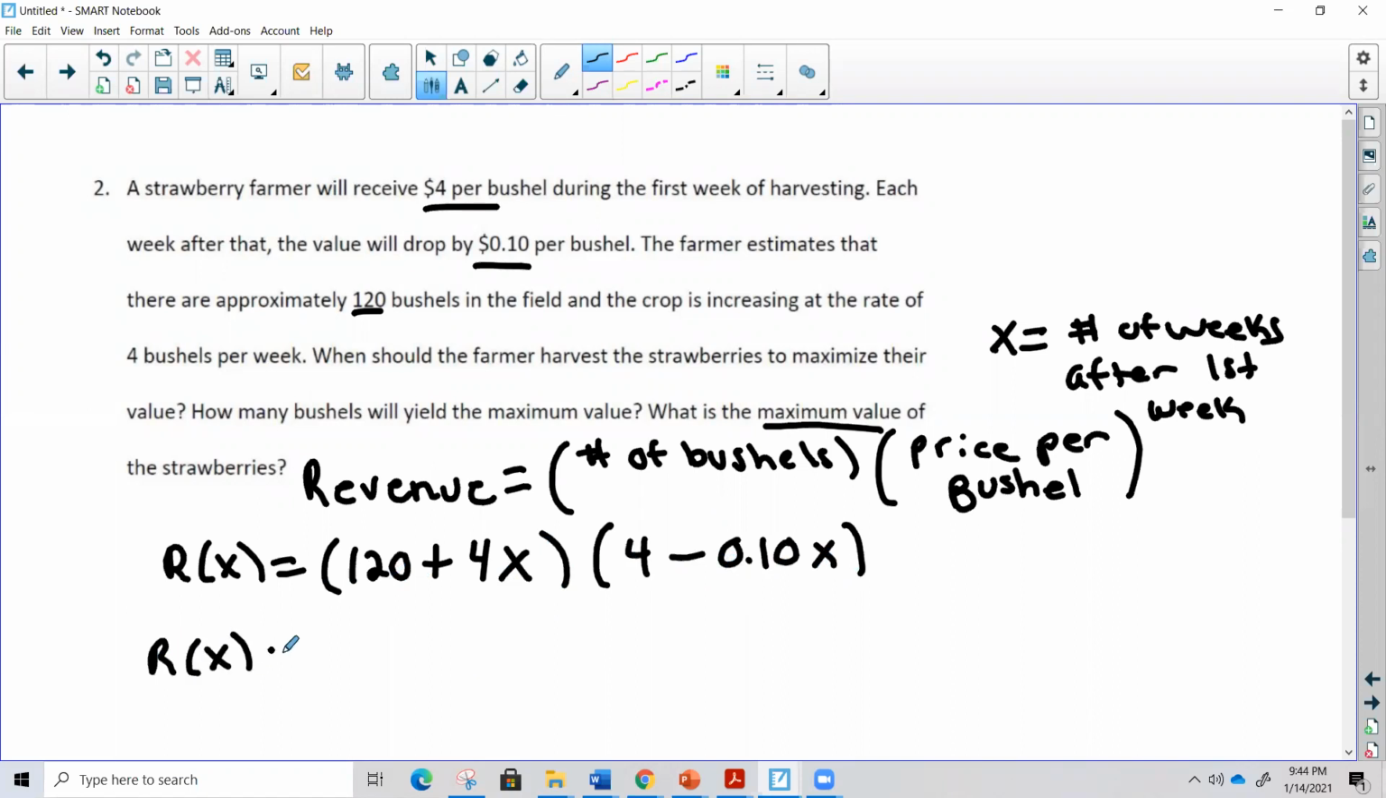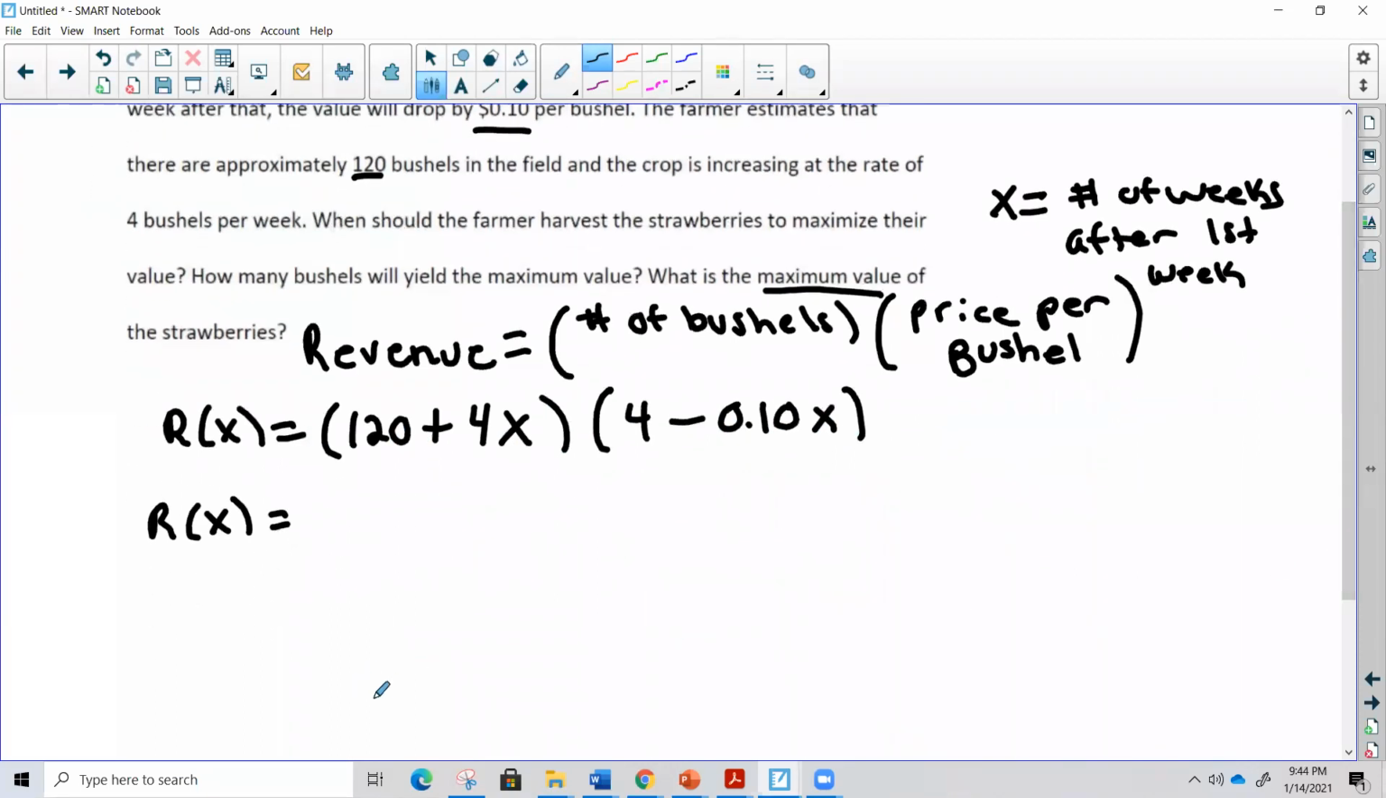Now it's up to you if you want to do product rule or if you want to multiply this out first and then take the derivative. I'm going to multiply it out first because we're going to have to find the first and the second derivative to verify it's a max. So it's easier to do the power rule than a bunch of product rules. So I'm going to use FOIL when I multiply this out.